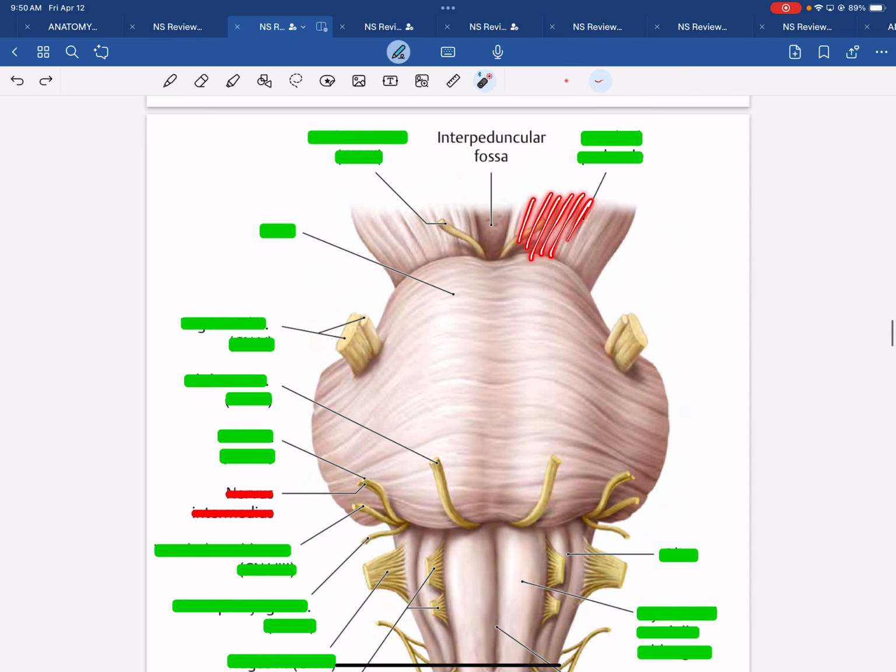What is this? Good, cerebral peduncle. Good. Function? These are, well, okay, good. Contains somatic motor tracts. Contains somatosensory tracts. Those are good functions.